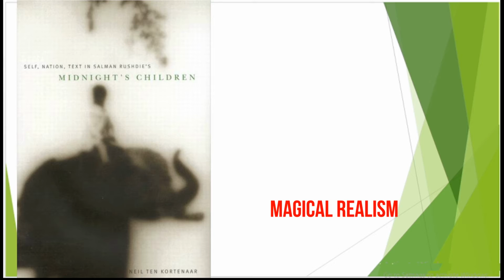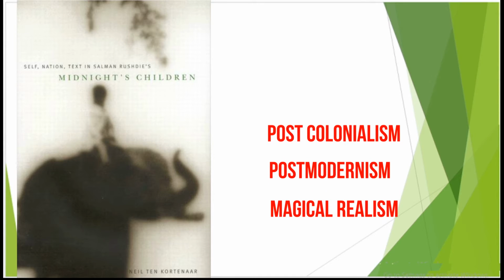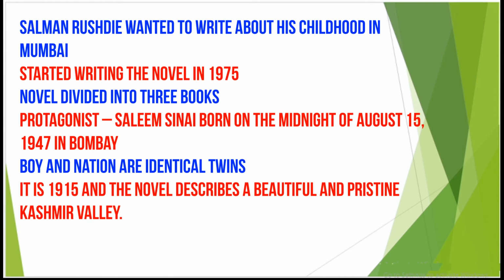Then magical realism. Magical realism depicts reality by using elements of fantasy. So it blends magic and ordinary everyday reality. And magical realism is present in Midnight's Children in abundance. There are supernatural or otherworldly elements which are located in a very ordinary setting. So these are the three important elements of Midnight's Children. There are post-colonial elements, there are postmodern elements, and there is magical realism.